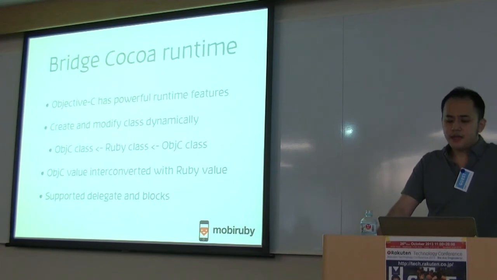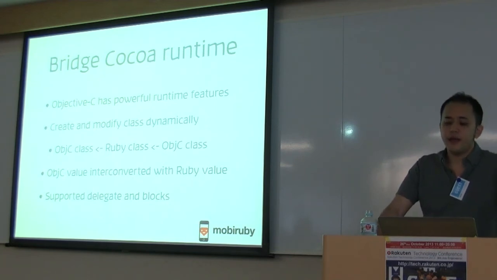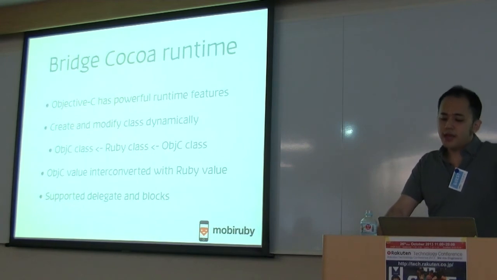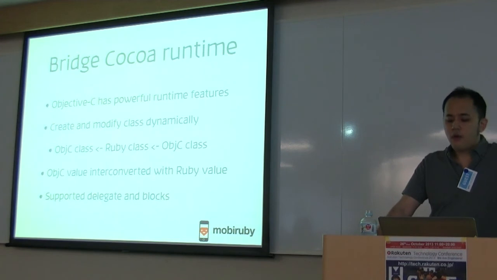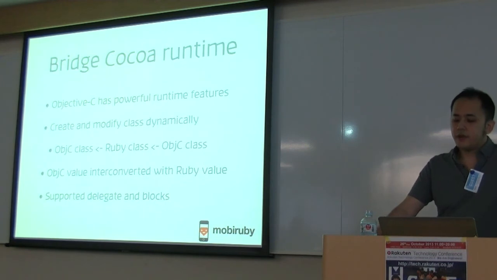In the earlier Hello World sample, we inherited from UIAlertView to MyAlertView. UIAlertView is a Cocoa class, a native class, and MyAlertView is defined in Ruby. Cocoa and Ruby classes can interoperate transparently. A natural interface, delegation and block functions are supported in this library.